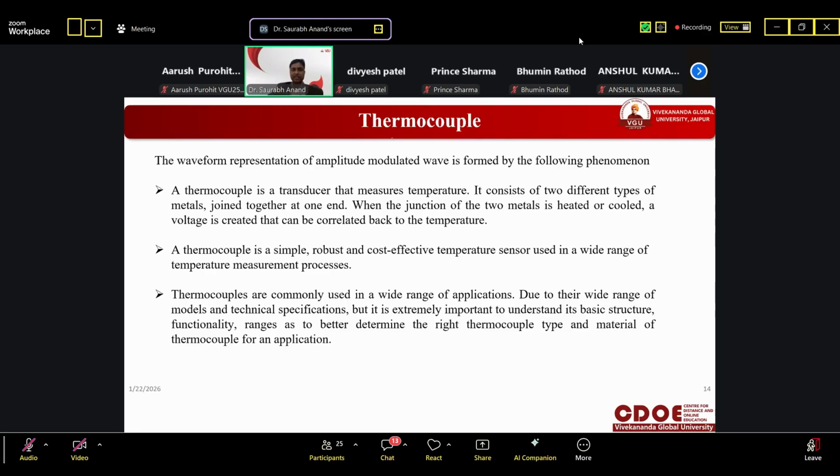Now we have another type of transducer, that is thermocouple. I told you in the introduction part that thermocouple is used to sense the temperature. One of the best examples is an AC or refrigerator, right? Refrigerator means fridge, right? It is not fridge actually, it is refrigerator. Refrigeration process is there. Fridge means to freeze, to make ice, so it is not fridge actually, but we use fridge as a common word. So thermocouple is used there.